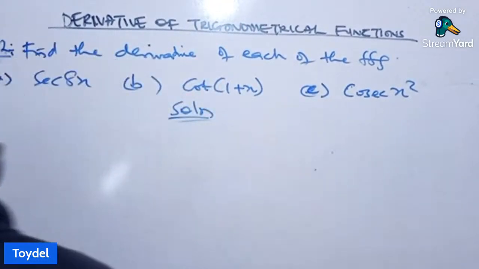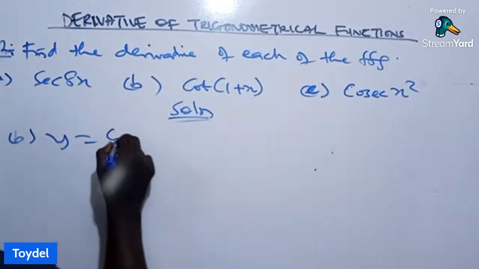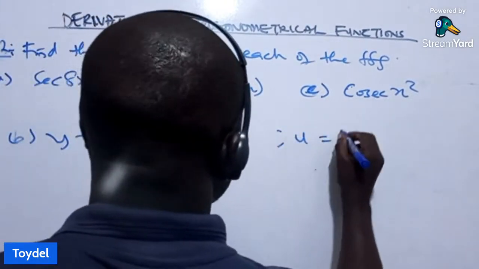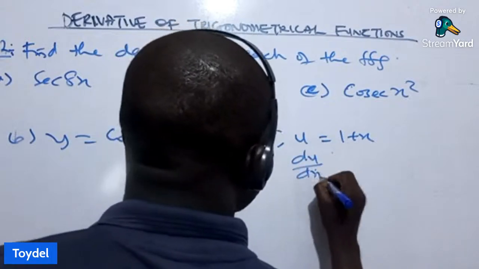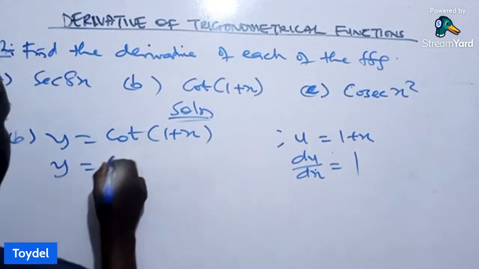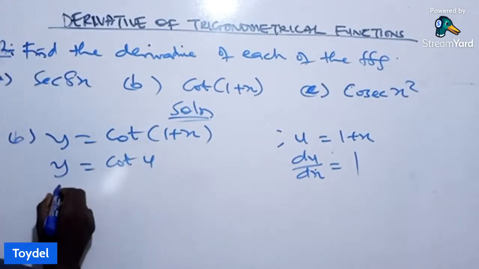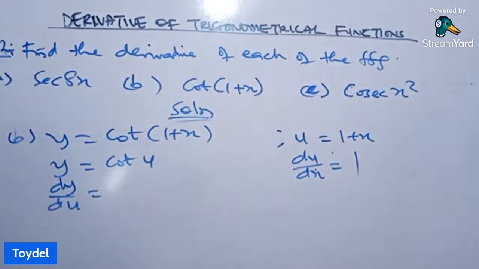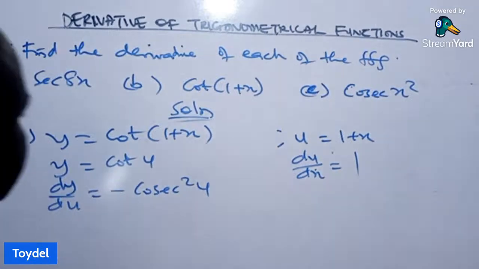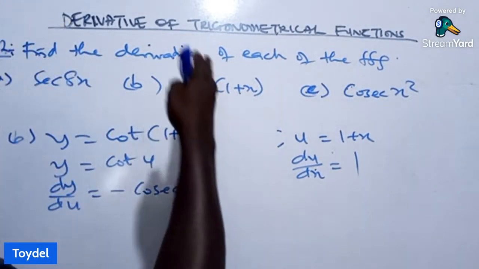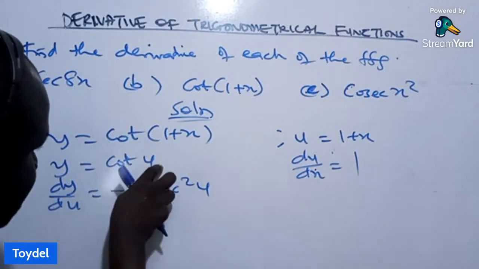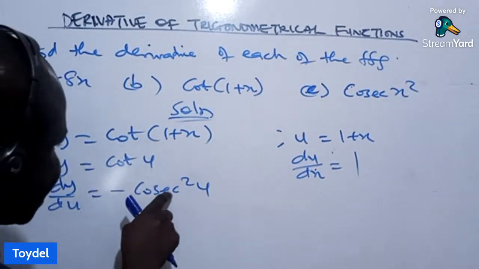So we go to the second question, where we have y equal to cot (1 plus x). So we let u be equal to 1 plus x. What will du dx be equal to? 1. du dx in this case will be 1. So y will now be equal to cot u. Then if y is equal to cot u, dy du will be minus cosec square u. That's what we are going to get when you check the formula that I gave. If y is equal to cot x, dy dx will be minus cosec square x.